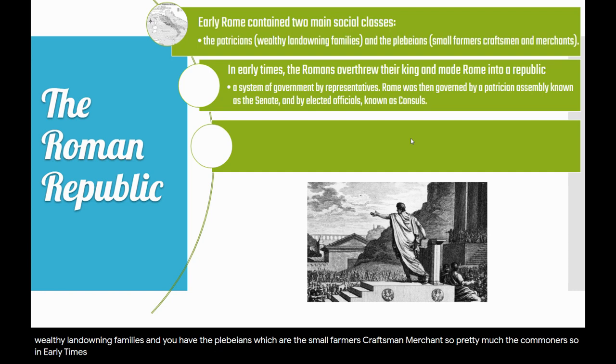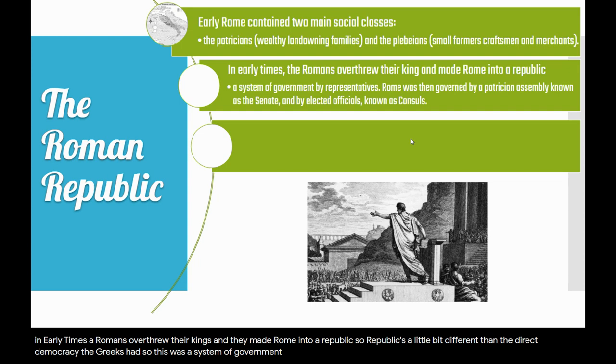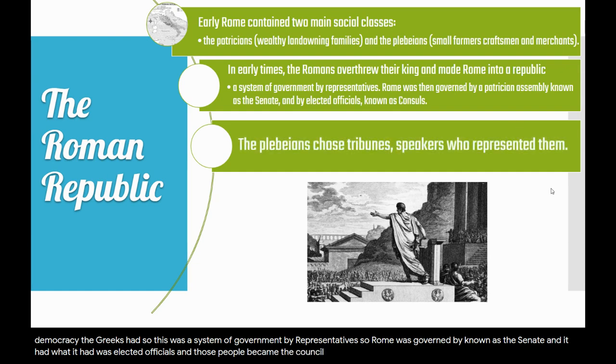So in early times, the Romans overthrew their kings, and they made Rome into a republic. A republic's a little bit different than the direct democracy the Greeks had. This was a system of government by representatives. Rome was governed by a patrician assembly known as the Senate, and it had elected officials, and those people became the council. The plebeians also chose tribunes, and these would be speakers who would represent them.